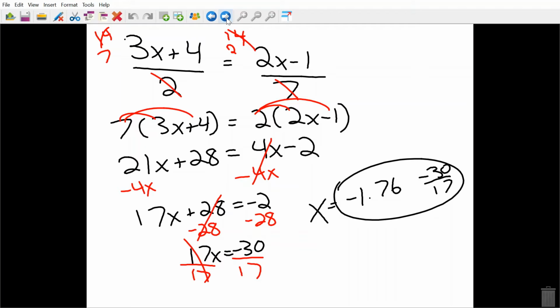First step, again, is to get rid of the fractions. So we multiply by 14, as 14 is a multiple of 2 and 7. That leaves us with a 7 here, which we have to distribute to the 3x and the 4, as well as a 2 here, which we have to distribute to the 2x and the negative 1. Then, just as usual, we get the x's together, subtract 4x from both sides, then subtract 28 from both sides, finally divide by 17, and we are finished.